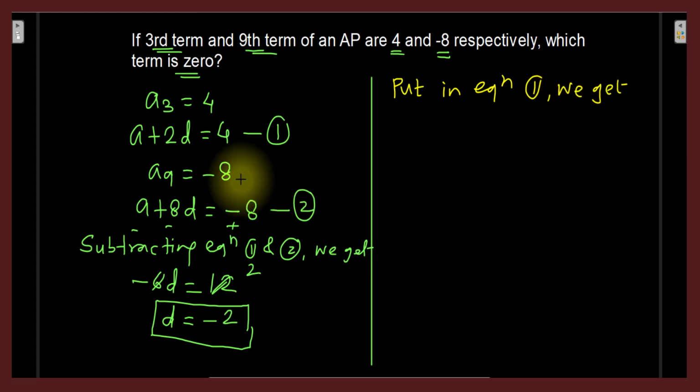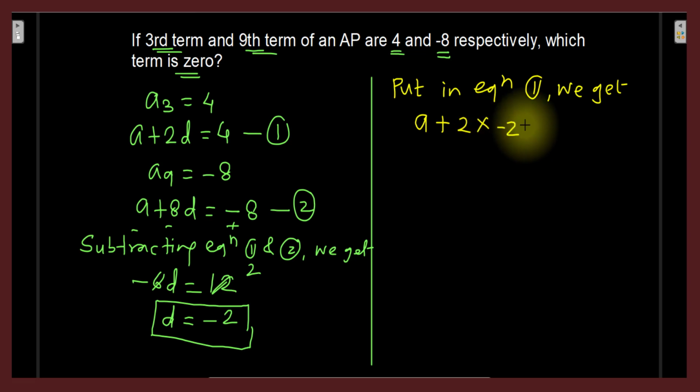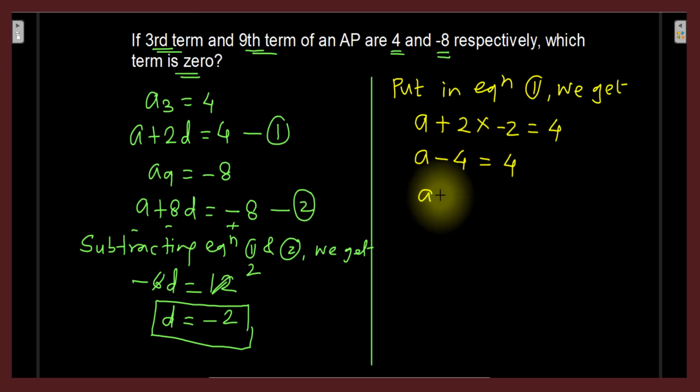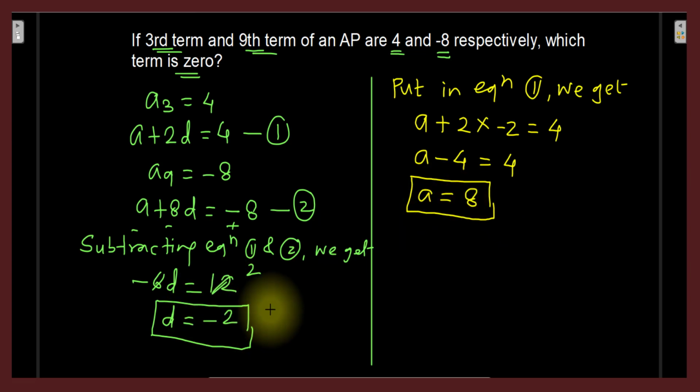If you put D as minus 2 in equation number 1, it will be A plus 2 multiplied by minus 2, the value of D, which is equal to 4. So 2 2s are 4, so it will be A minus 4 equal to 4. Take 4 to the other side, it will become plus 4, and so A is equal to 8. This is the second important step you have got, so highlight this. So A is equal to 8 and D is equal to minus 2.